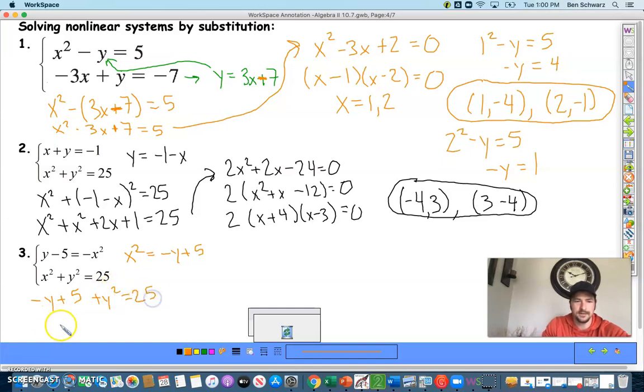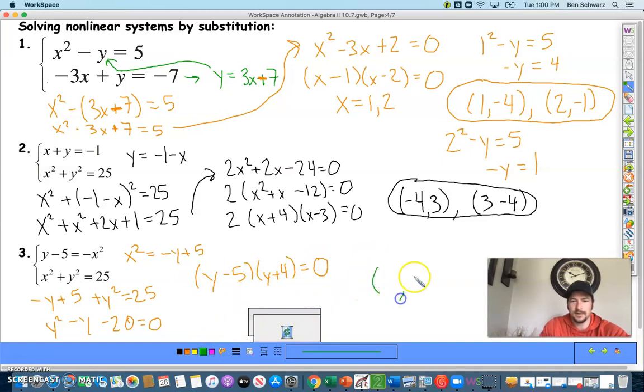So we're going to set that equal to 0. So y squared minus y, subtract 25 to both sides, so minus 20 equals 0. So then we'd have y minus 5, y plus 4 equals 0. So y could equal 5. Let's use green here. So y could equal 5. If y is 5, okay, 5 squared is 25, well x would have to be 0.